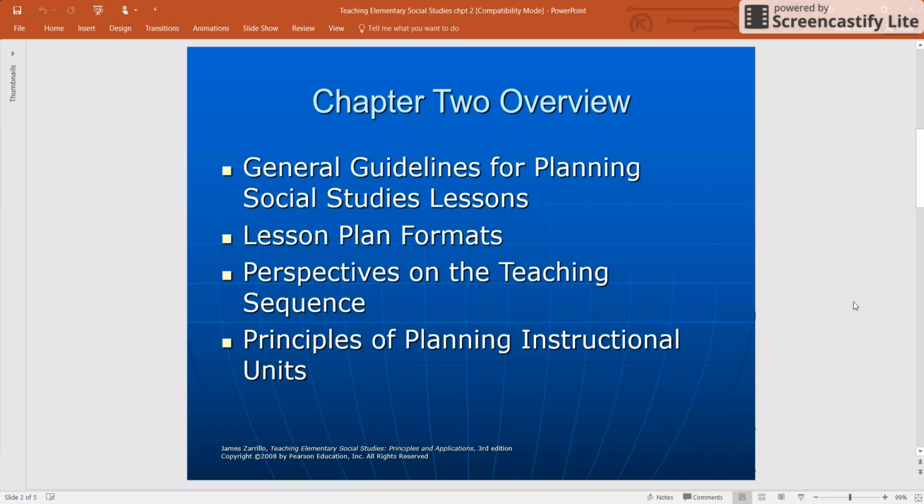Lesson plan formats can be in a number of different styles. One, the comprehensive lesson plan, which is what back in the olden days before the earth cooled when I was a student were called large lesson plans. Comprehensive lesson plans include an overview, resource materials, standards, content objectives, process objectives, values objectives, teaching sequence, and evaluation. You'll see that in figure 2.1 on page 30.